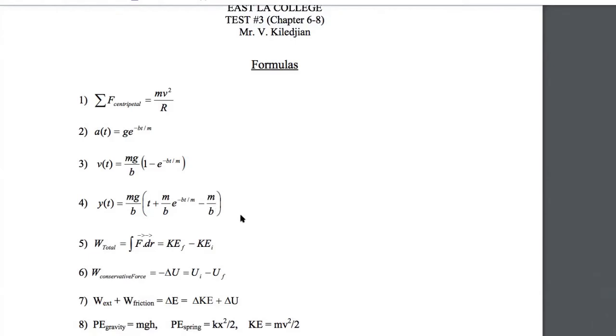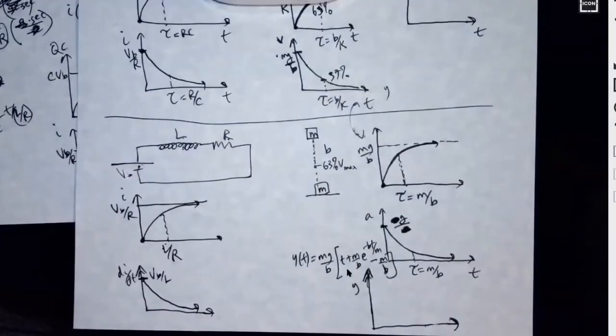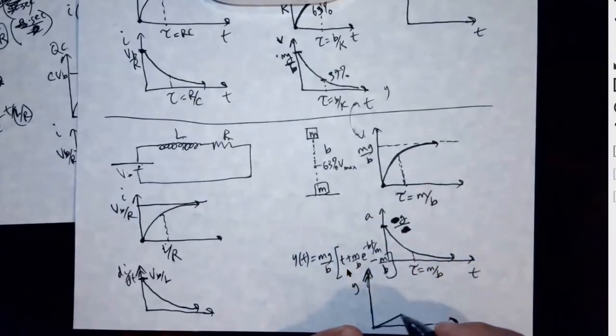y of t equals mg over b, t plus m over b, e to the minus bt over m, minus m over b. Now, could I cheat and go back and now do this for electricity just by copying? Is that allowed? In other words, if I know the position of this function, it's going to look something like this.